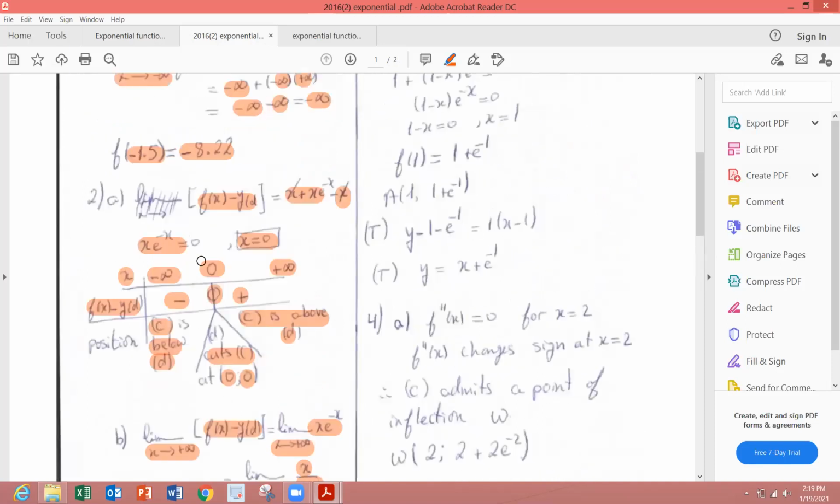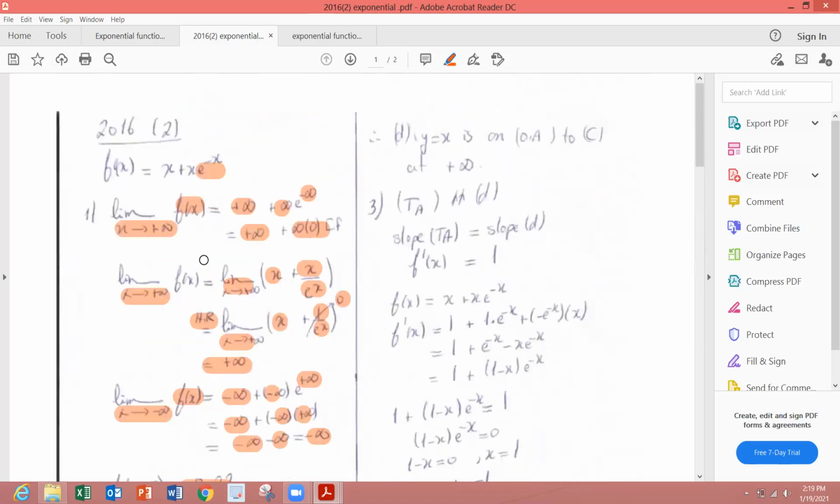Then we say that the line D of equation y equals x is an oblique asymptote to C at plus infinity. Meaning only this line is an asymptote at plus infinity to the curve.